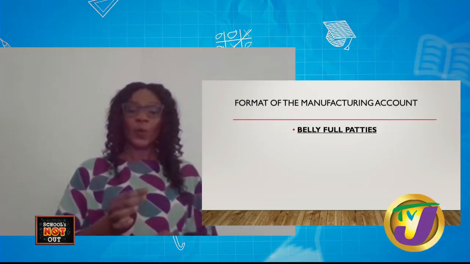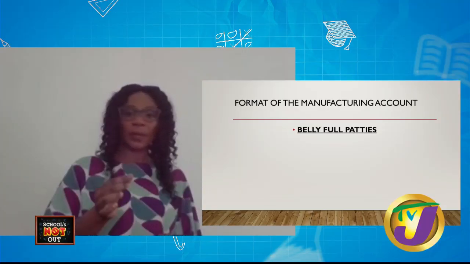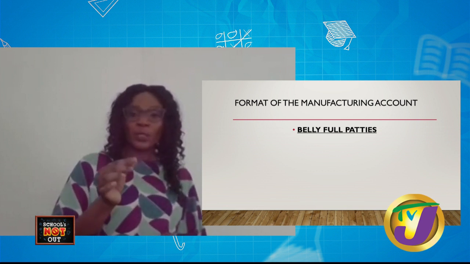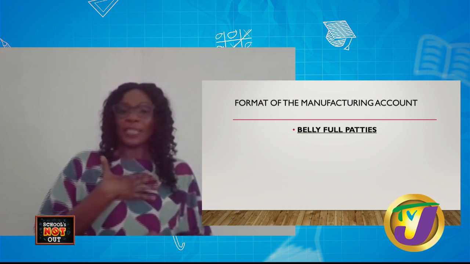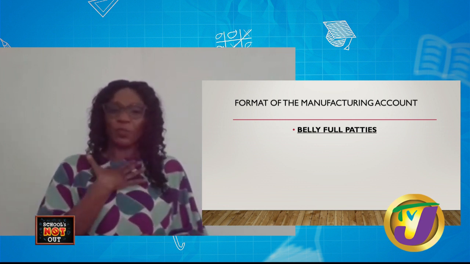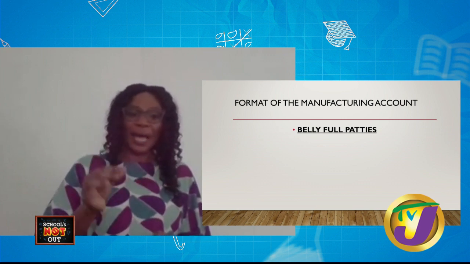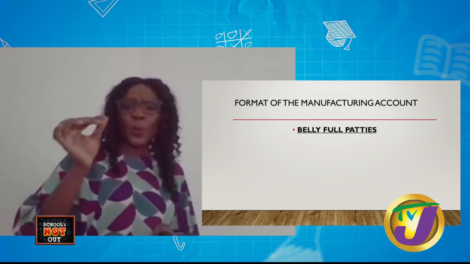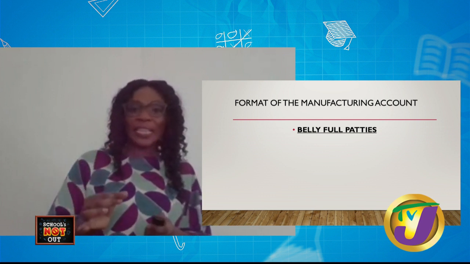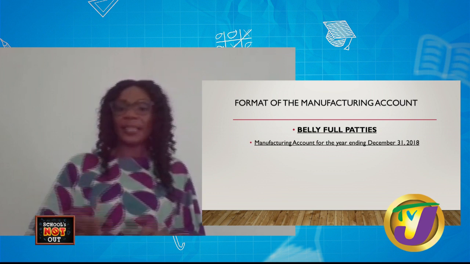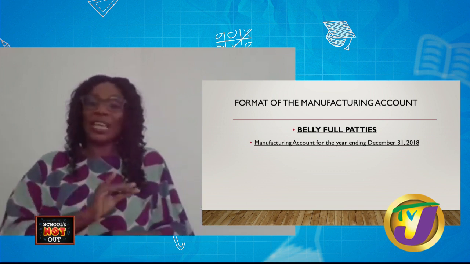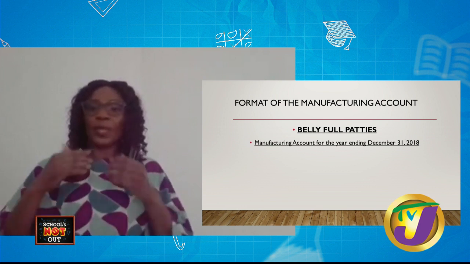Just before we get to the first set of items, it is important for us to ensure that we label the account well. In my case, the name of my business is Bellyful Patties. So you put the name of the entity first, and then you put the label, manufacturing account, for the year ending December 31, 2018, or for whatever period you may get in the accounts exam.